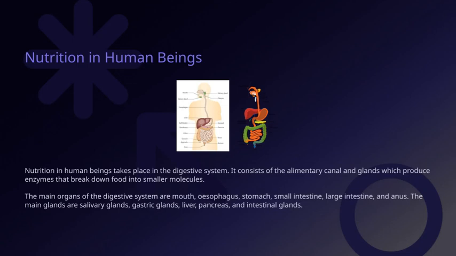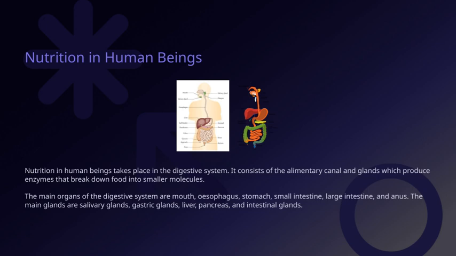Now let's take a closer look at the main organs of the digestive system. These include the mouth, where the process begins, followed by the esophagus, which connects the mouth to the stomach. The stomach itself is a key organ for breaking down food, and then we have the small intestine, where most nutrient absorption happens. The large intestine is next, responsible for absorbing water and forming waste, and finally the anus, which is the exit point for waste.